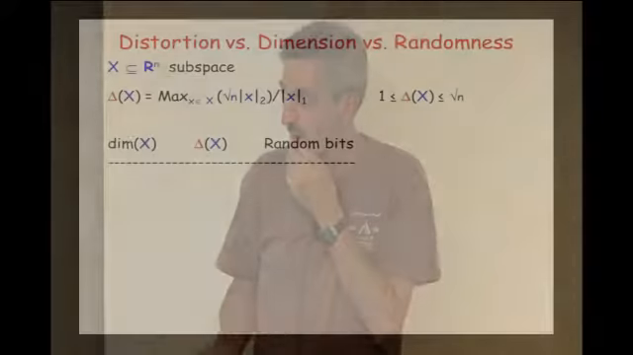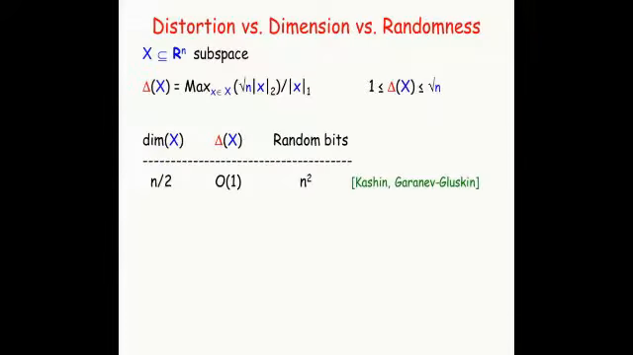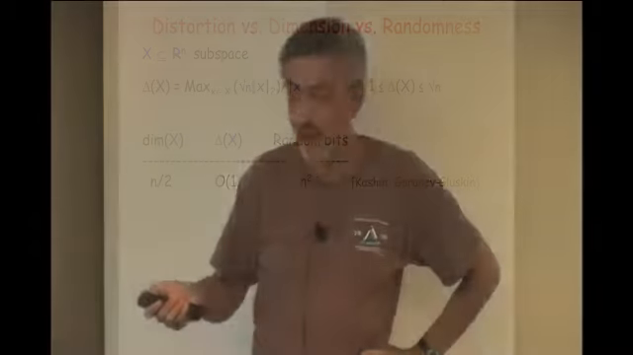So let's look at the results I just mentioned before. If we pick a random subspace, let's say the kernel of a random sign matrix, then the dimension will be n over 2. The distortion will be a constant, namely it will be tight. The Cauchy-Schwarz inequality will be tight on the subspace. And it's a random structure. So let's count the investment in terms of random bits there. This is roughly n squared bits.